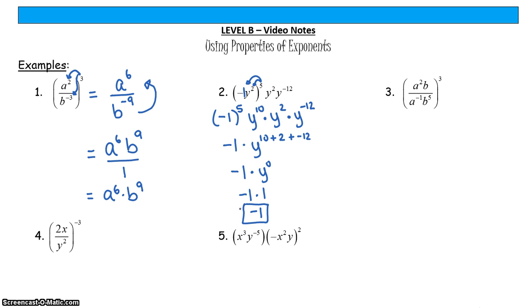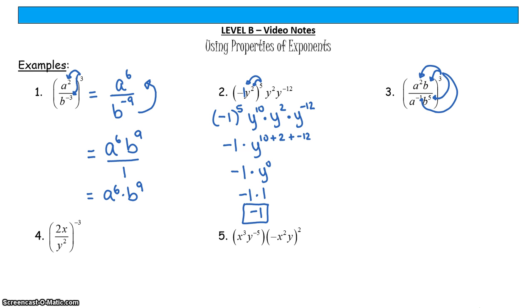Alright, let's take a little breath and go on to example number 3. Now notice that example number 3 is similar to example number 1. There's just a lot more bases in there, okay? So I'm going to go ahead and take this 3, and I'm going to give it to each of the bases. This first A, the second B, the bottom B, and the bottom A, okay? And we're going to go ahead and multiply each one of them.